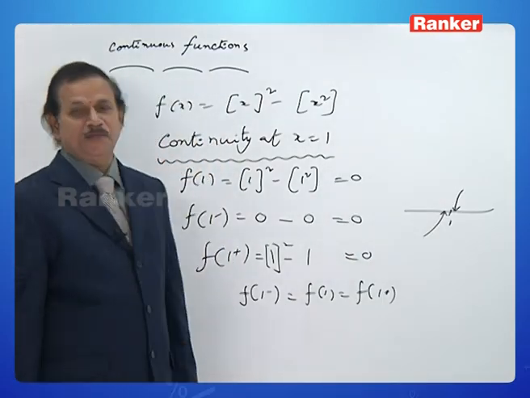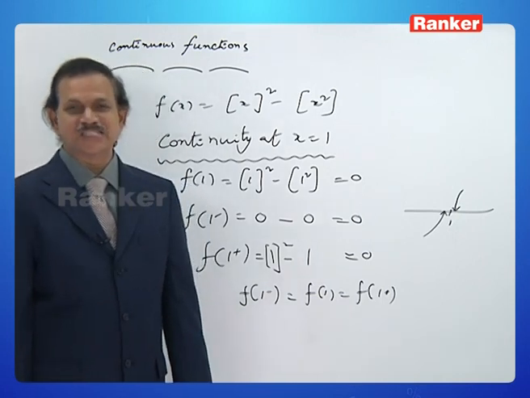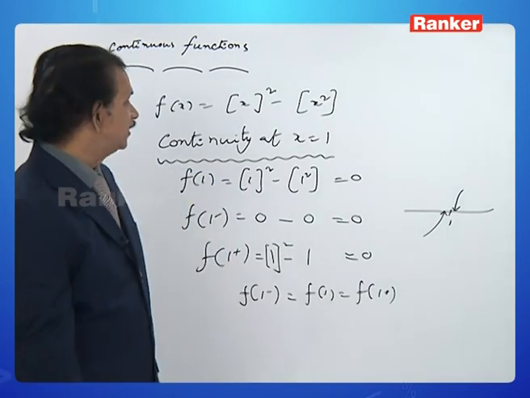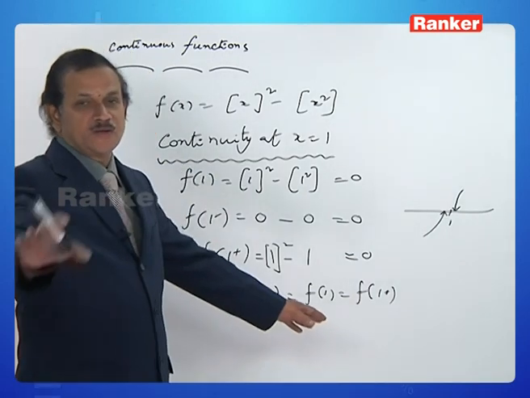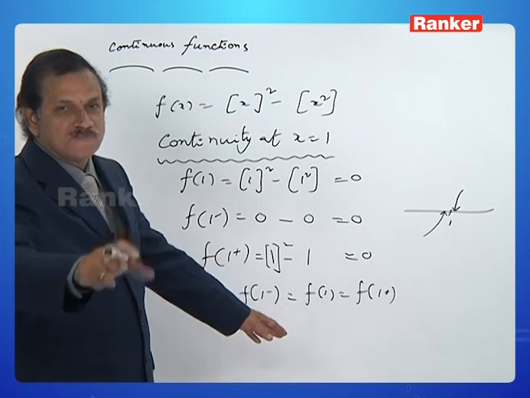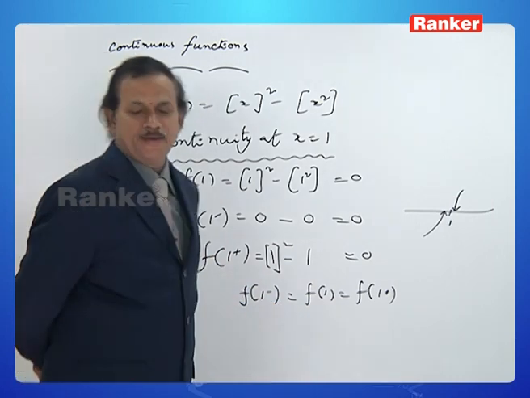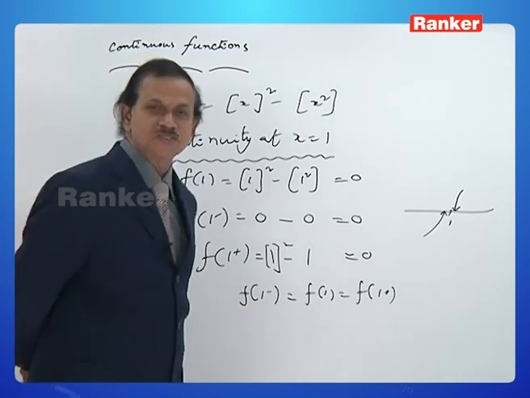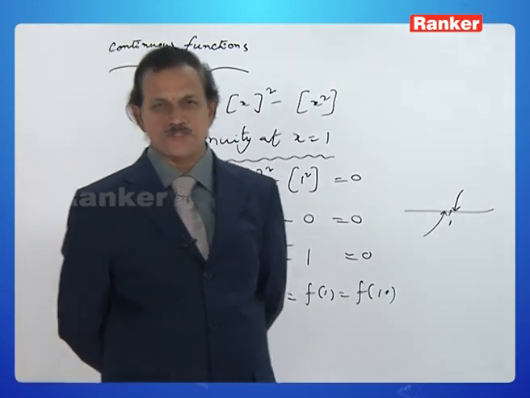What will be our opinion? f is continuous at x is equal to 1, no doubt. Our observation is completed regarding continuity of f at x is equal to 1. Now it is our duty to examine its nature at every other integer.